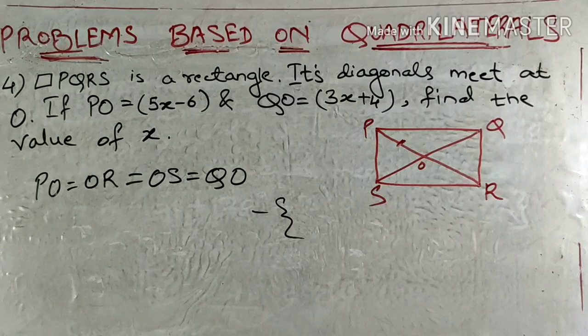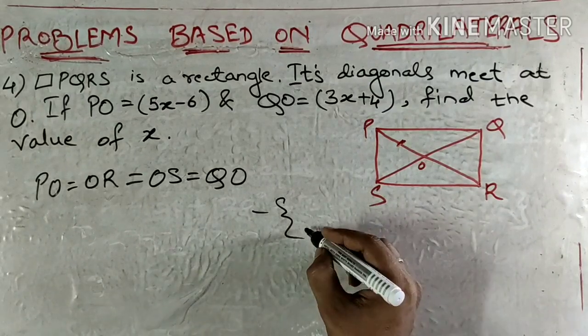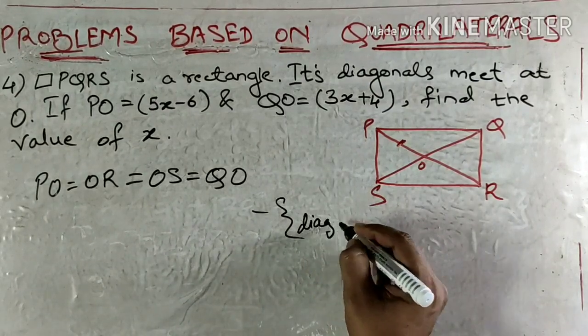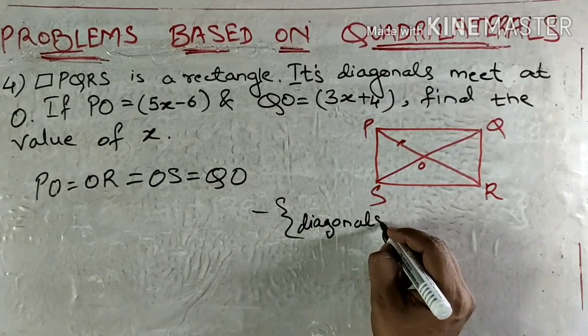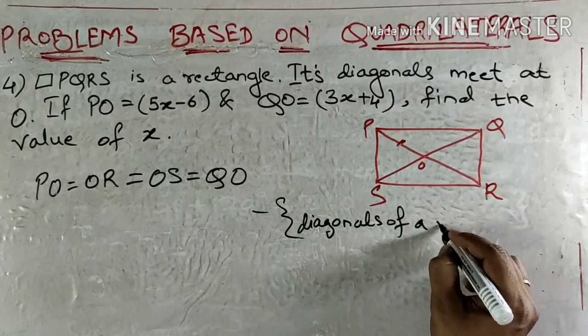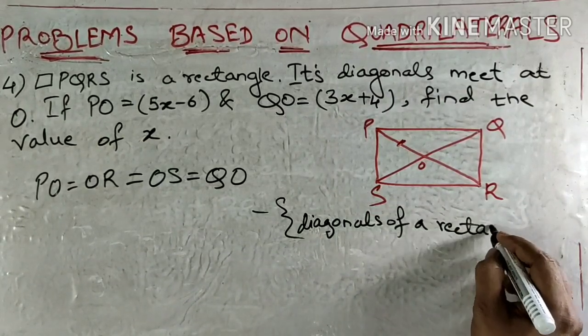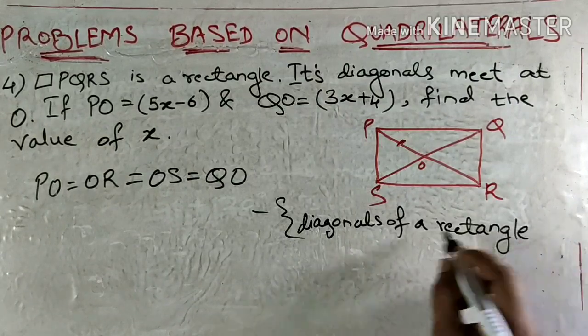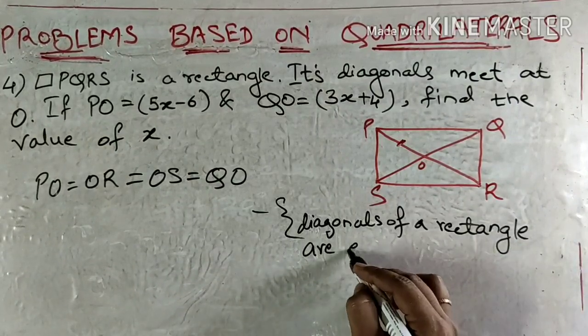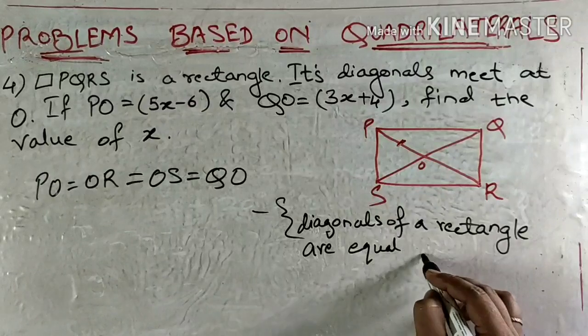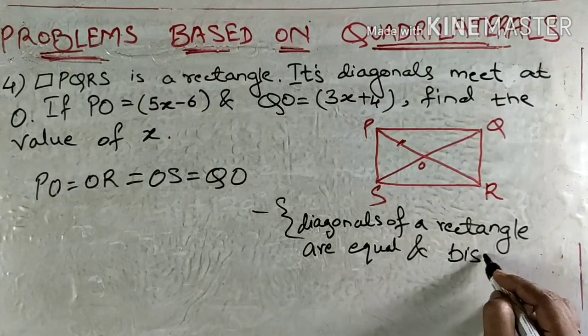The reason you will write over here is diagonals of a rectangle are equal and bisect each other.